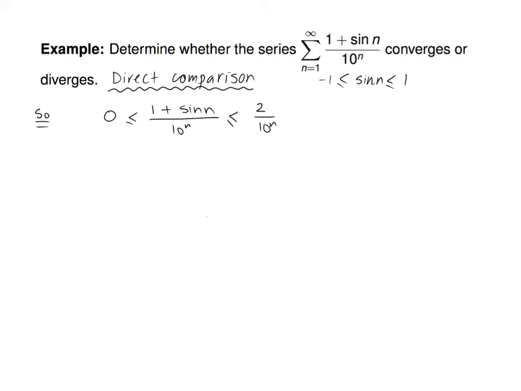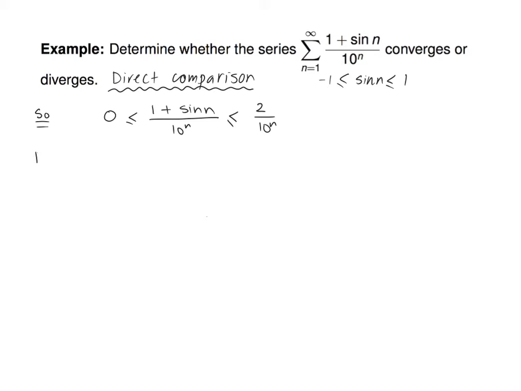So it's kind of like on the right, I plugged in the biggest possible value for sine, which is 1. On the left, I plugged in the smallest possible value for sine, which is -1, right? And the fact that there could be some terms being 0 is not really that important. But this is direct comparison, right?